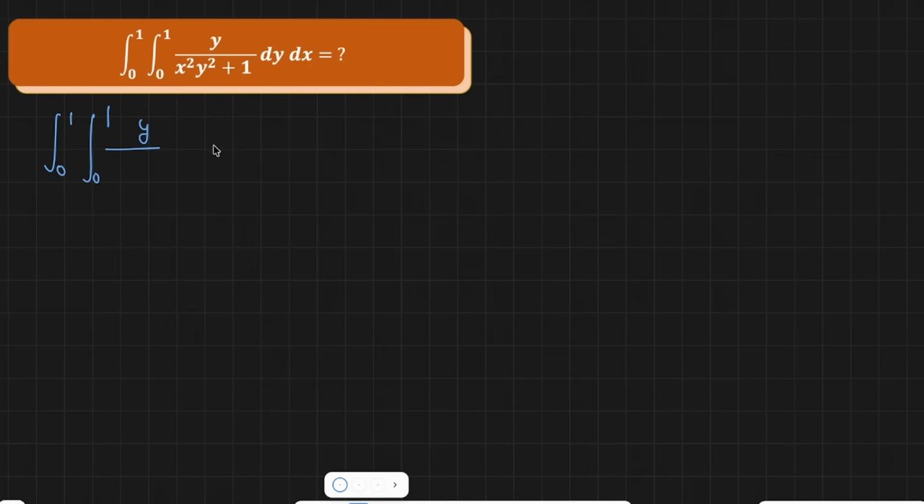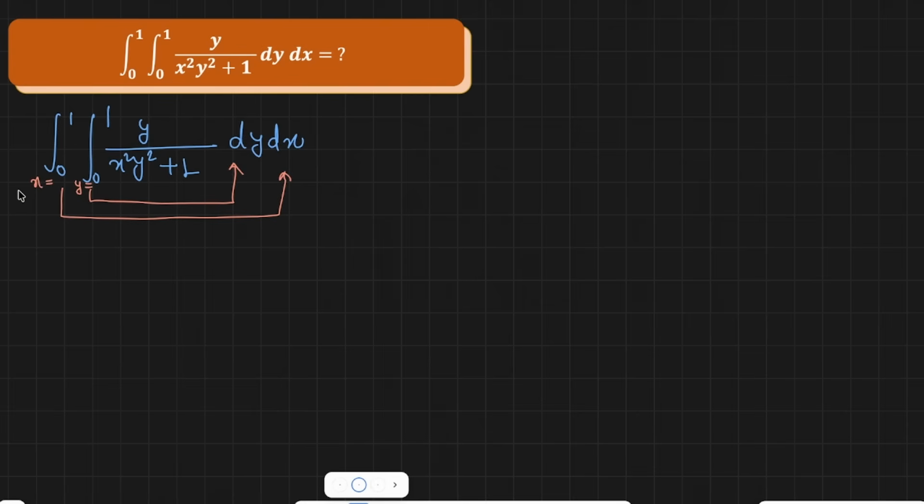y upon x square y square plus 1 dy is equals to dx. Now how to solve? First of all, see, this is integral with respect to y, this is integral with respect to x, this is the limit of y, this is the limit of x. Now what can I do? I can simply write from here x square y square plus 1 is equals to m. I can choose this.